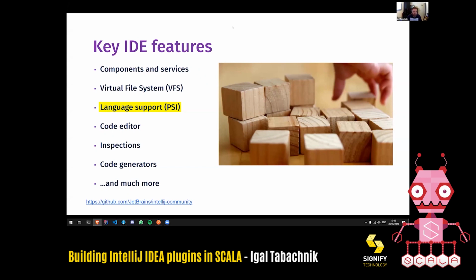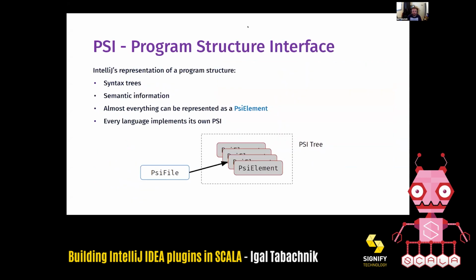Right. So PSI stands for Program Structure Interface, and this is the core, the heart of what IntelliJ does. This is IntelliJ's representation of your program structure. Every code file in your project gets translated to this PSI model. And this PSI model contains several things. It contains the syntax trees.